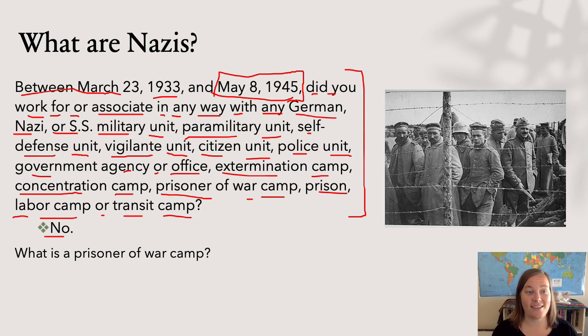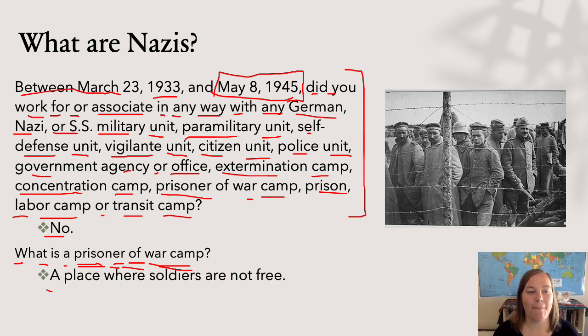If they asked, what is a prisoner of war camp? You would say, a place where soldiers are not free.